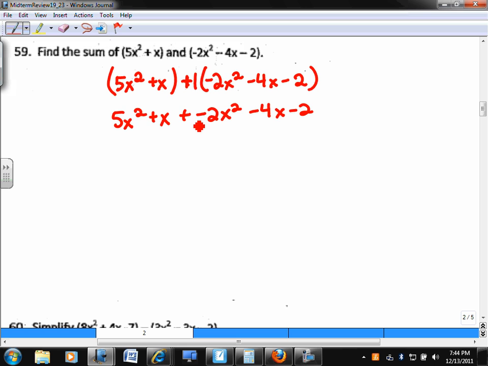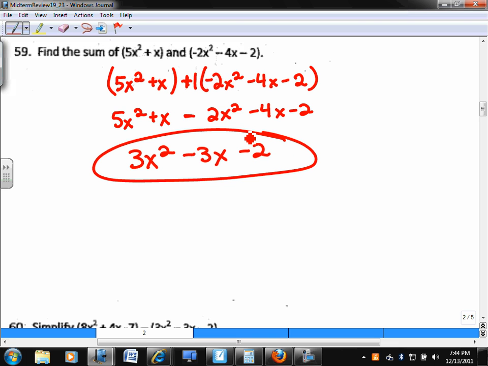Now, I have plus negative 2x squared here. We all know that plus and negative is the same thing as plus minus. So let's combine like terms. We have 5x squared and negative 2x squared. So that would give us 3x squared. We have plus x and negative 4x. That would combine to give us negative 3x. And then we also have this minus 2. So we're left with 3x squared minus 3x minus 2.